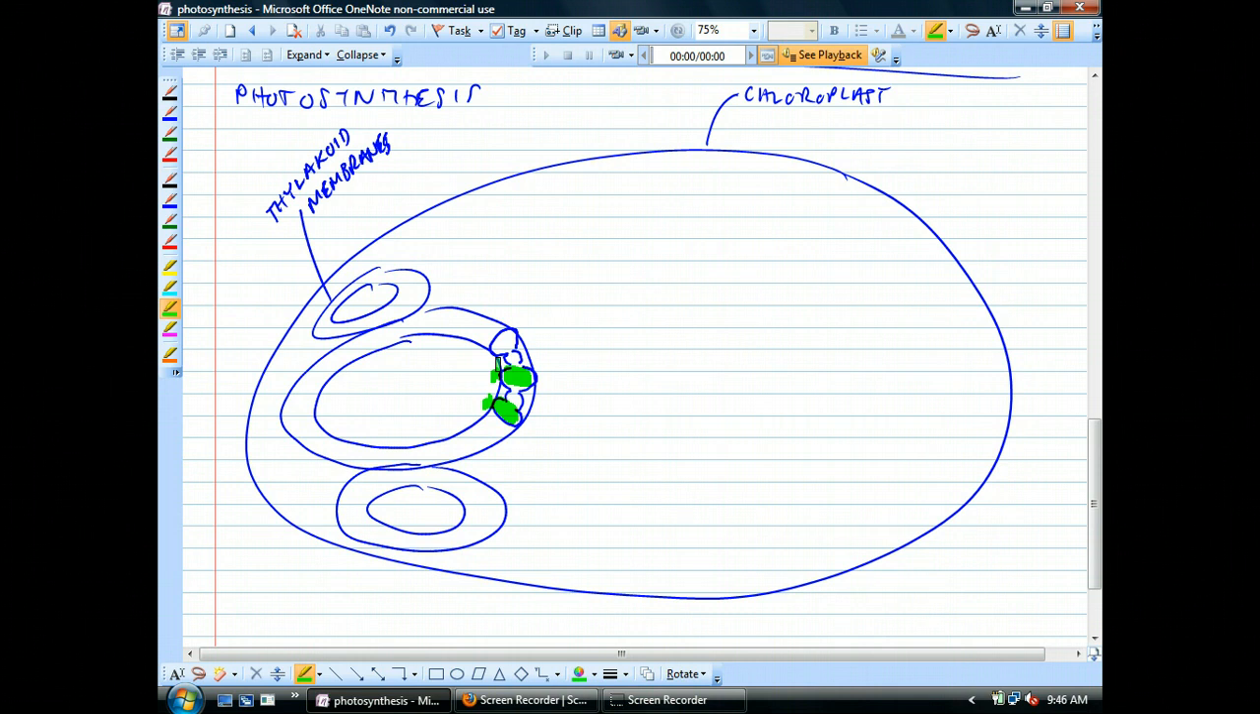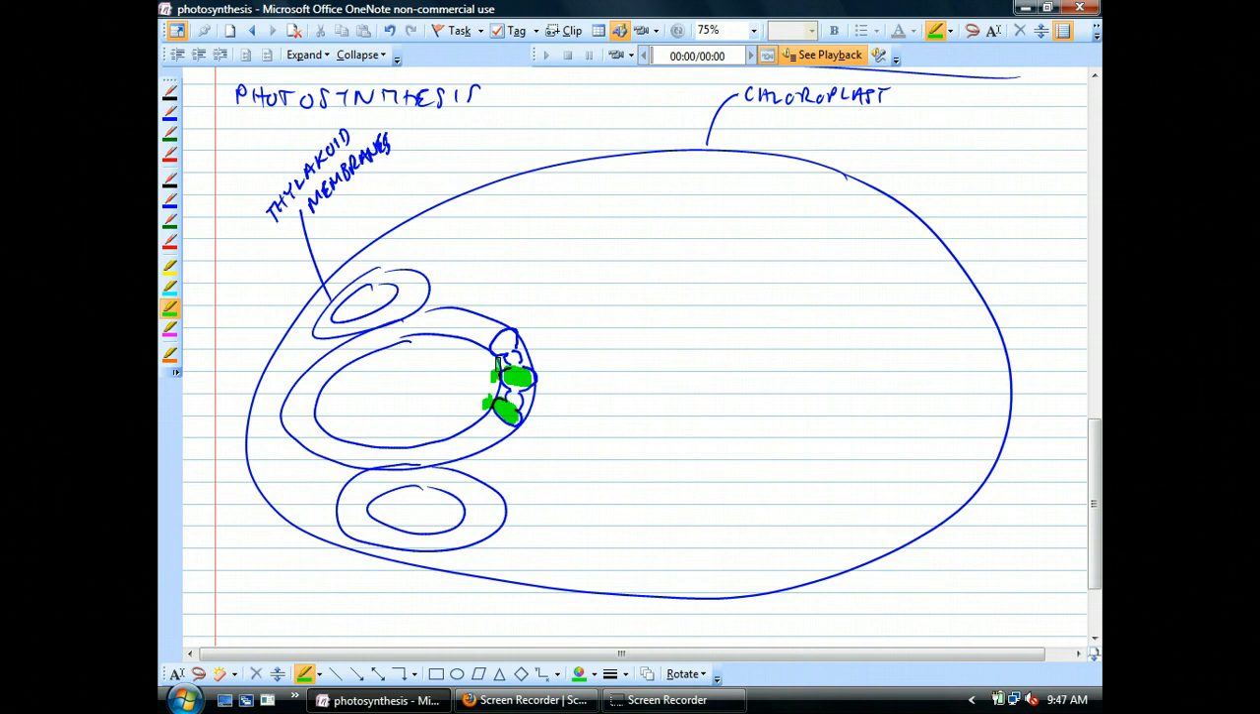So chlorophyll is green. Now what does that mean? Does it absorb green light, you think, if it's green? Think about this. Chlorophyll's green. Does it absorb green light, or does it reflect green light? It reflects it. It actually absorbs red and blue. Okay? It absorbs everything but green.